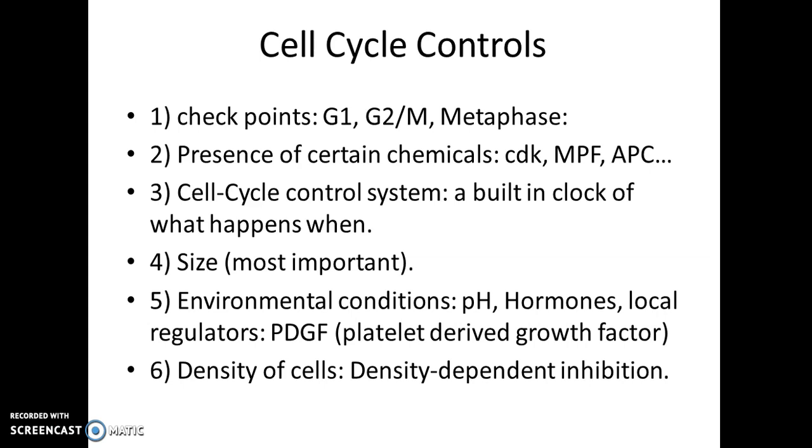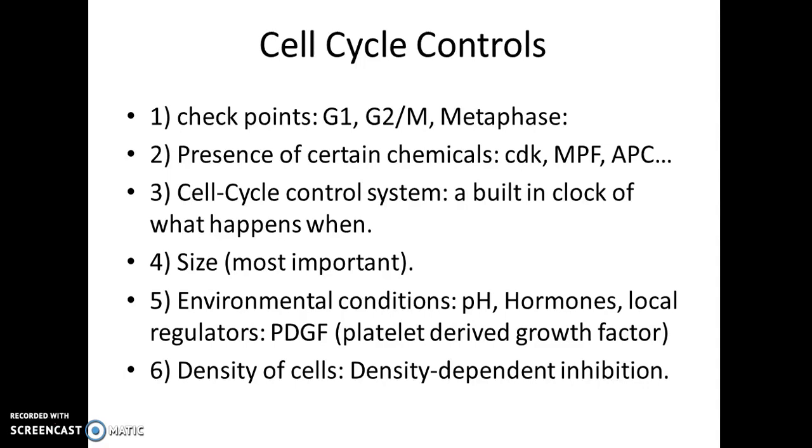There is also the presence of certain chemicals, like CDK, cyclin-dependent kinase, MPF, which is the M-phase promoting factor, or APC, which is the anaphase promoting complex. All those things must be present in order for the cell cycle to continue. If they're not, the cell cycle does not continue. For example, if you do not have CDK, you stop at the checkpoint of G1. The cell cycle control system is like a built-in clock of things that have to happen at specific times in order. And if you don't have those systems going in order, then the cell cycle will stop.